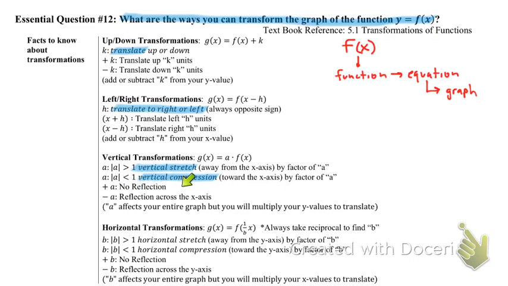The other thing the a value can control is that if it's positive, there is no reflection. Again, reflection, if you recall, is when we mirror our graph, our drawing. If a is negative, we are going to reflect across the x-axis. What this means is when we reflect, the up becomes the down, and the down becomes the up. So in essence, think of it as a vertical flip. We're flipping our drawing vertically.